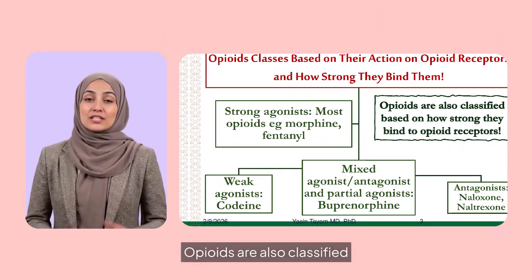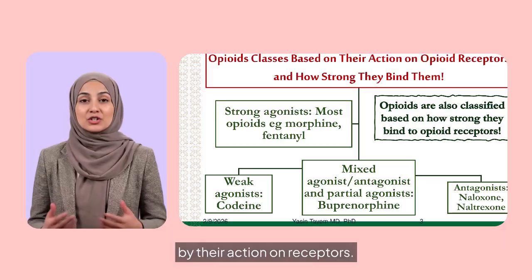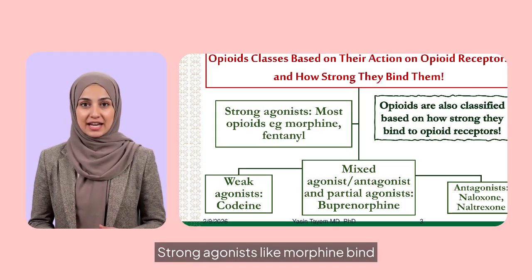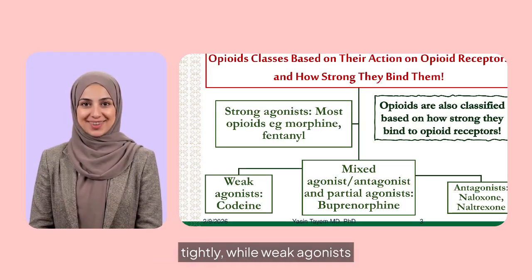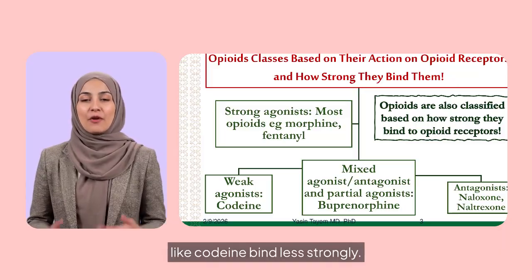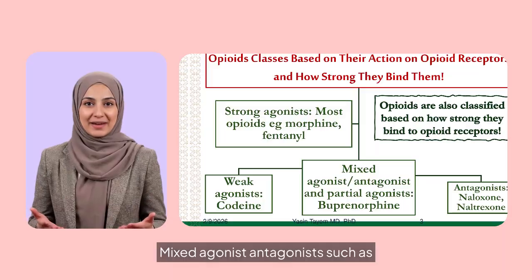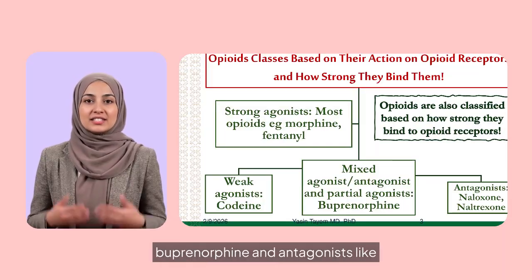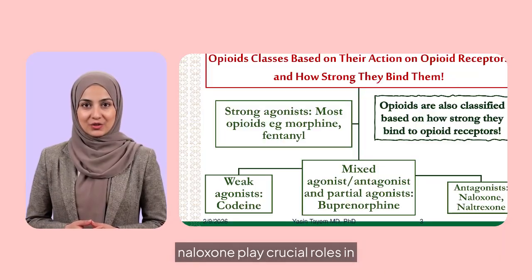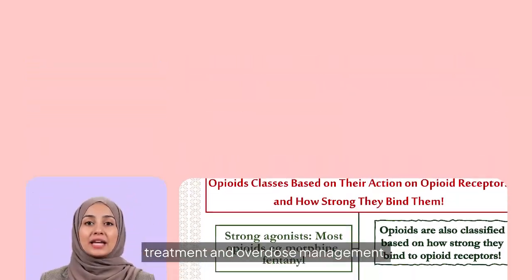Opioids are also classified by their action on receptors. Strong agonists like morphine bind tightly, while weak agonists like codeine bind less strongly. Mixed agonist-antagonists, such as buprenorphine, and antagonists like naloxone play crucial roles in treatment and overdose management.